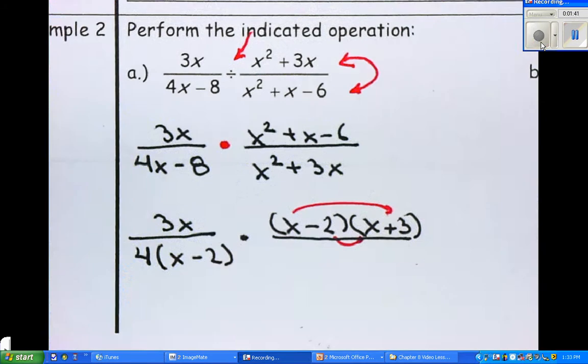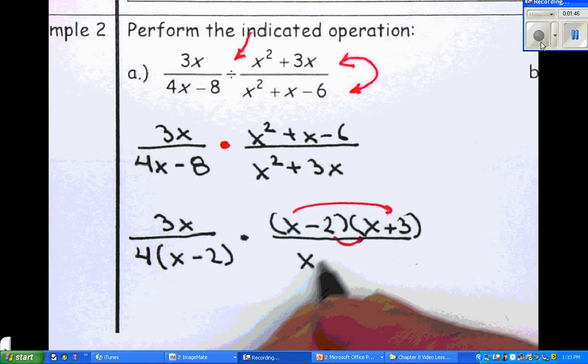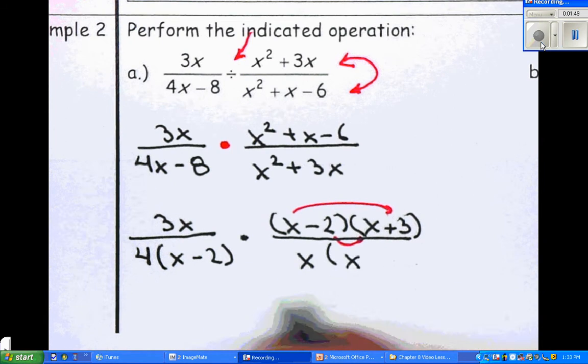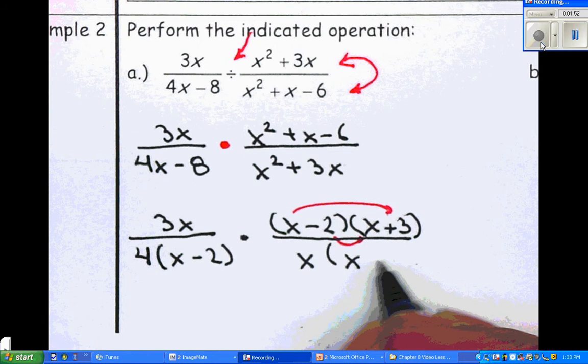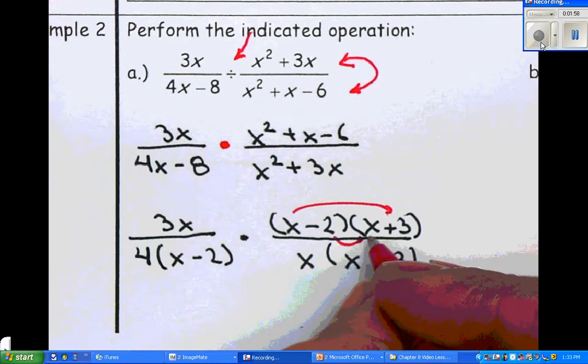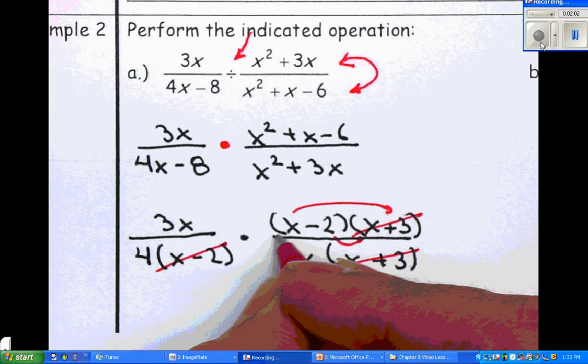On the denominator, the common factor between x squared and 3x is x. Open your parentheses. X times what is x squared? X. X times what is positive 3x? That's positive 3. Now we can cancel the common factors. X plus 3, x plus 3. X minus 2, x minus 2.